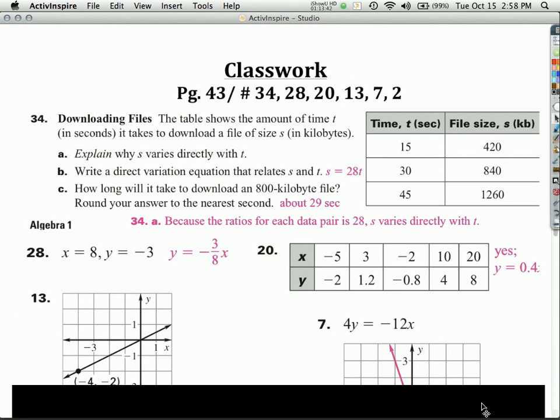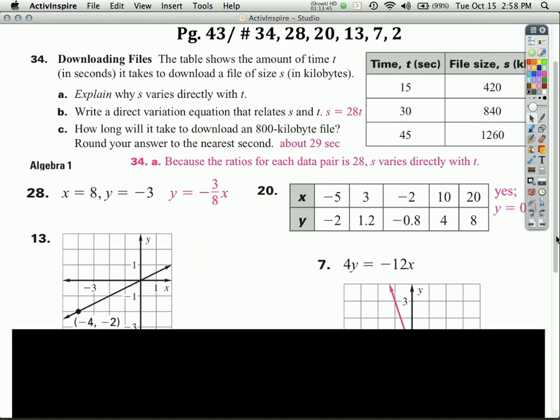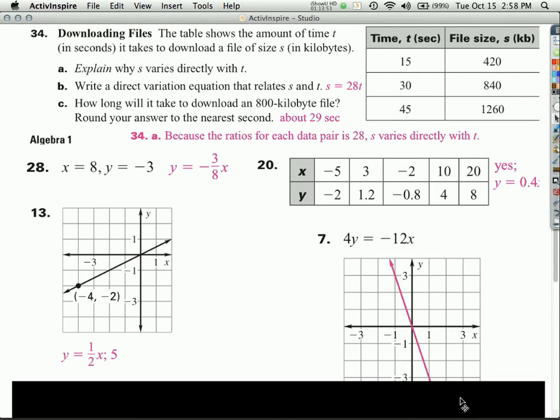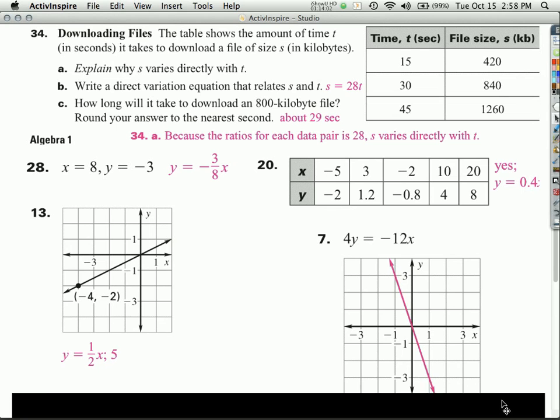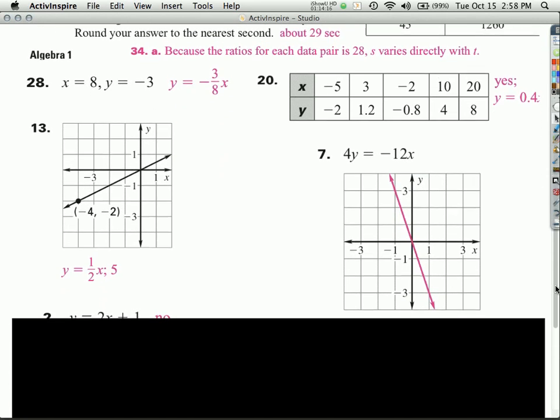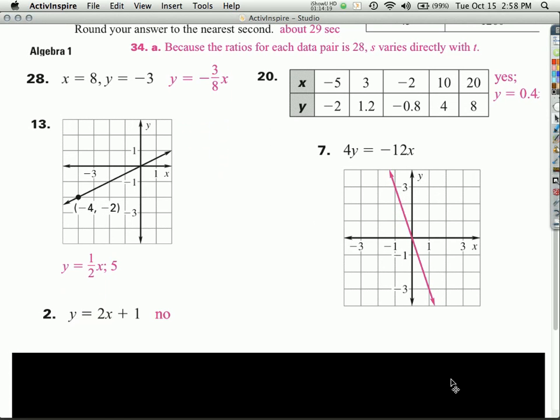And then number 13, sorry, let me move this a little bit. Number 13, that was an easy one. You just had to look at the graph and find the slope. y equals 1/2 x, and then you had to find a value from that. The value was 5. Number 7, you had to graph, but you had to put it into slope-intercept form or direct variation form first. And then number 2 was the last question, and the answer was no.